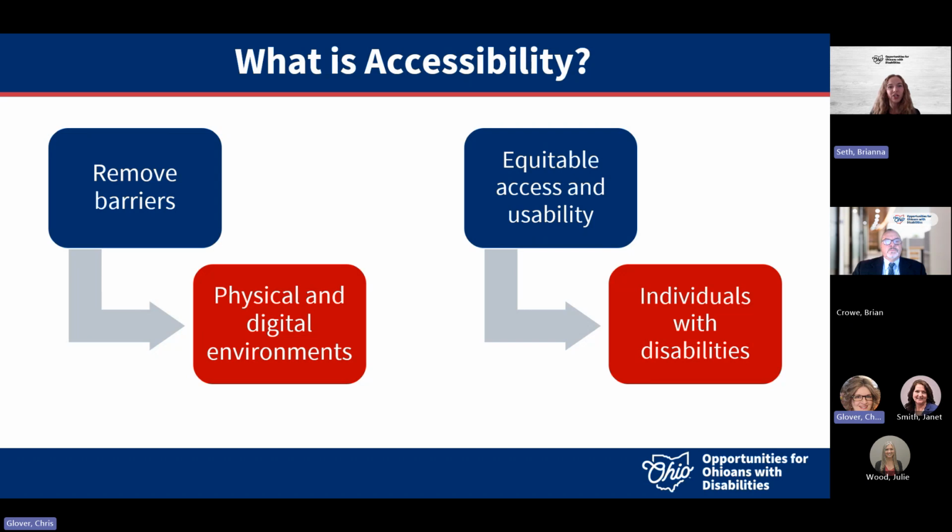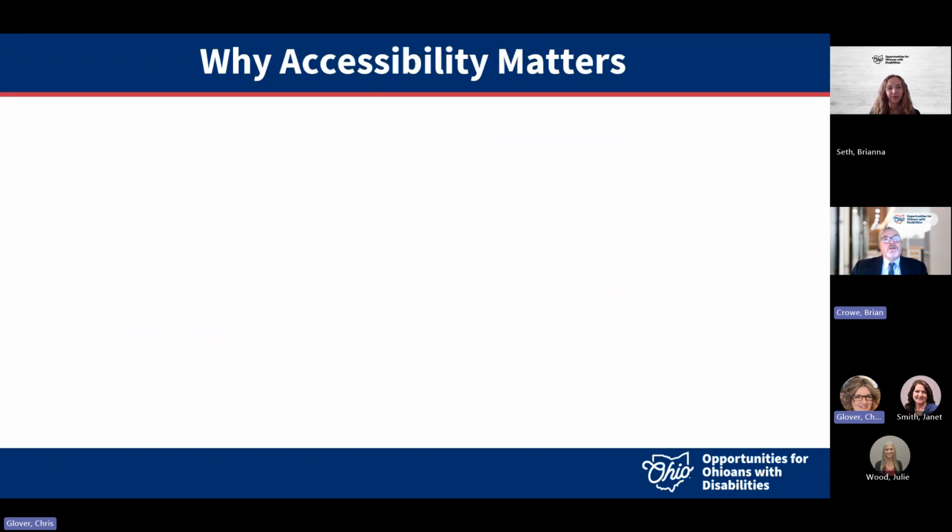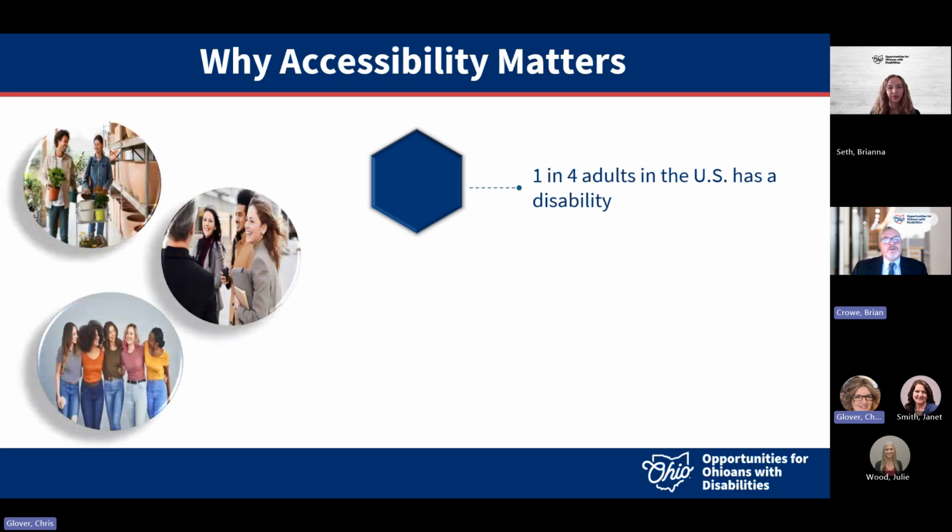So Brian, can you touch on some of the many reasons accessibility matters? I'd be happy to. People with disabilities make up the largest minority group in the country. According to the Centers for Disease Control, or CDC, approximately 1 in 4 adults in the United States has some type of disability. Individuals with disabilities are our family members, friends, coworkers, employees, and ourselves. Disability touches all of our lives, and it matters to everyone that our environment is welcoming and inclusive. Individuals with disabilities are also customers.